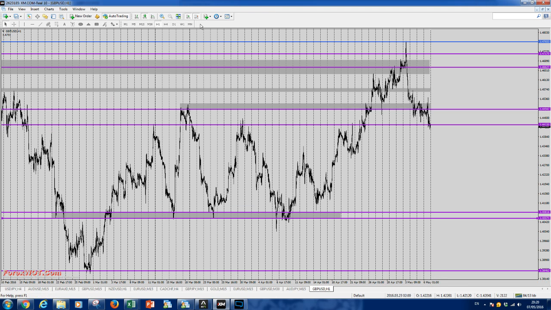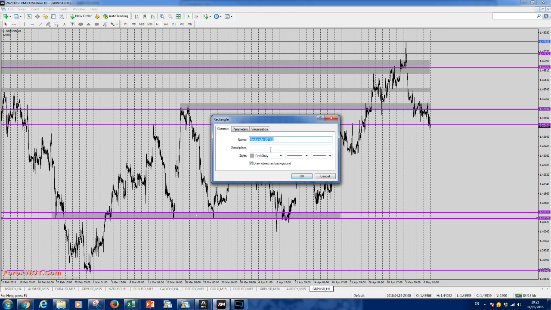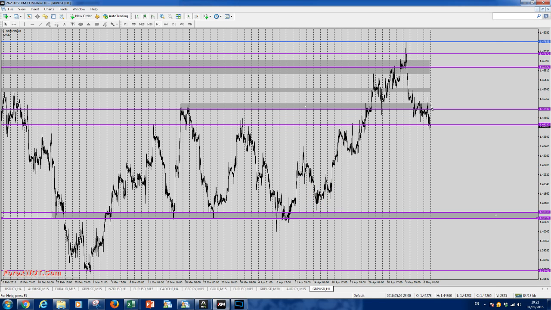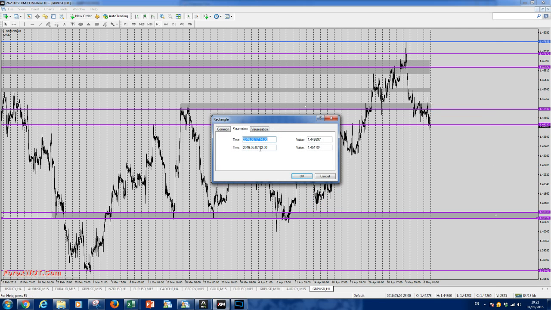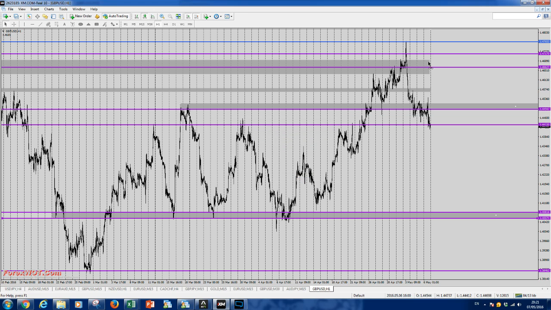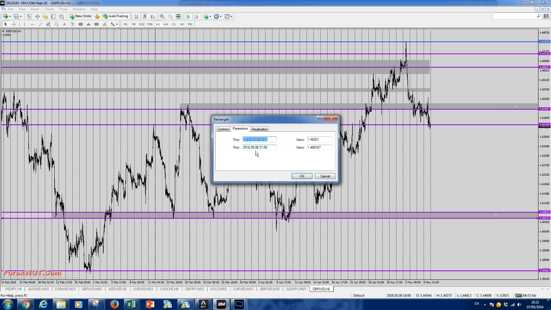Zoom out more. You can do this: open the rectangle properties, and you can put your parameters further in the future. So I can put it until July, just move it into July. I'm a bit confused on American dates and things. Let's project it into July.